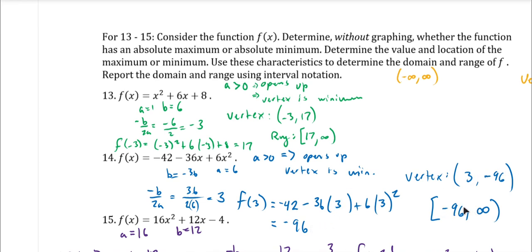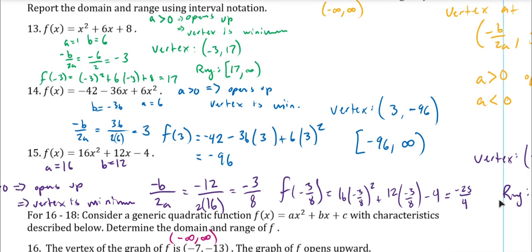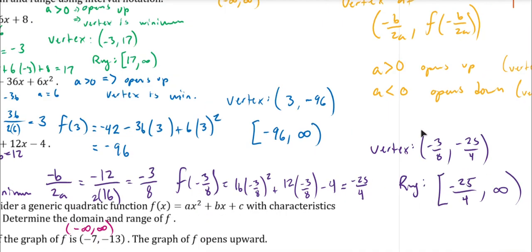If negative 96 is our lowest value, we put that on the bottom here with a bracket up to infinity for our range. Same one here, we have a positive value for a, that means it opens up and the vertex is a minimum, whereas the x value of the vertex is going to be at negative b over 2a, or negative 12 over 2 times 16, which reduces to negative 3/8. If I plug negative 3/8 into this function, I'm going to wind up evaluating that to negative 25/4. And so we know that the vertex is going to be at (-3/8, -25/4), and the range is going to go from negative 25/4 up to infinity.